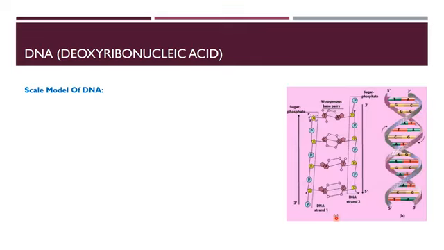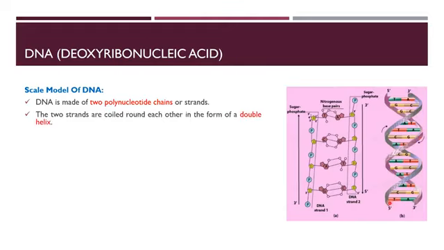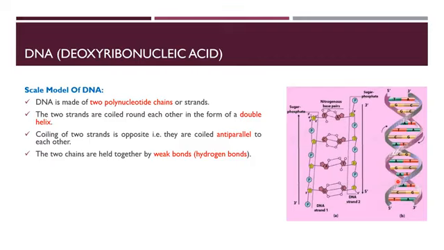There are some points related to the scale model of DNA. DNA has two polynucleotide strands that are anti-parallel to each other, in the form of a double helical structure. One is 5 to 3 and the other is 3 to 5. The two chains are held together by weak bonds, hydrogen bonds between the base pairs.